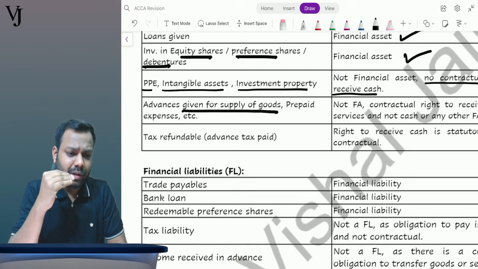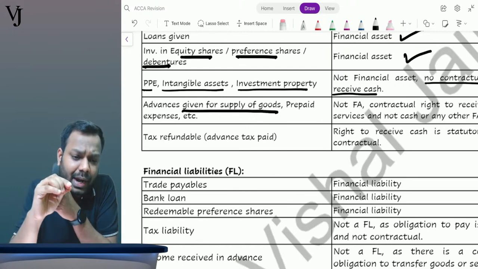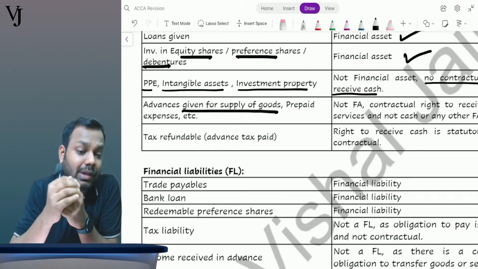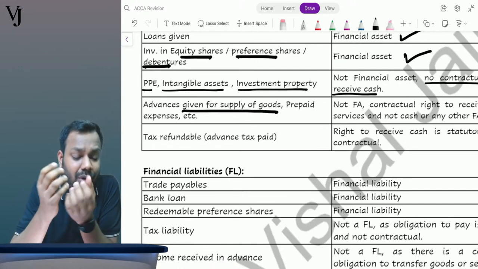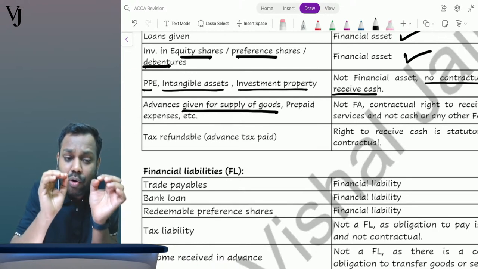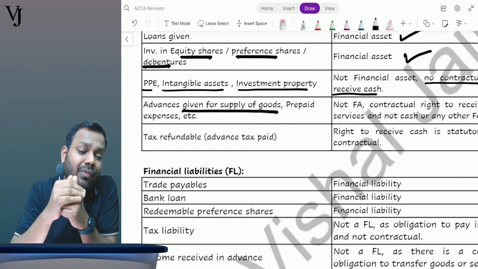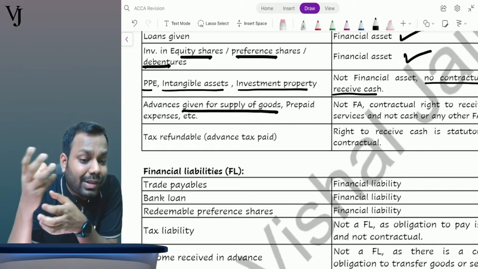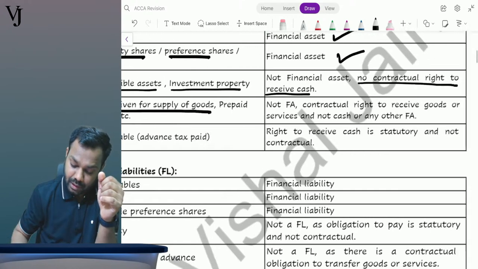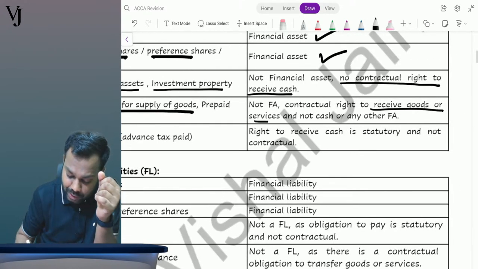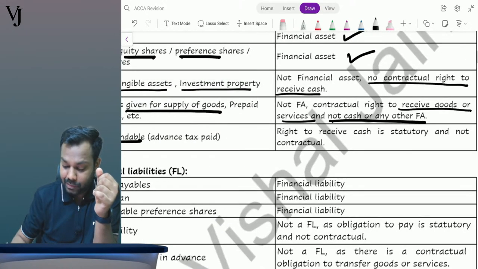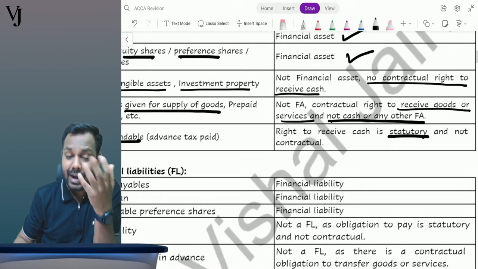you have given this advance, right? So there is a contractual right to receive what? To receive goods or services. Will you receive cash? No. So even though there is a contractual right, there is no contractual right to receive cash or other financial asset. There is a contractual right to receive goods or services, and hence this is also not a financial asset. Contractual right to receive goods or services and not cash. Now, tax refundable is a statutory right.